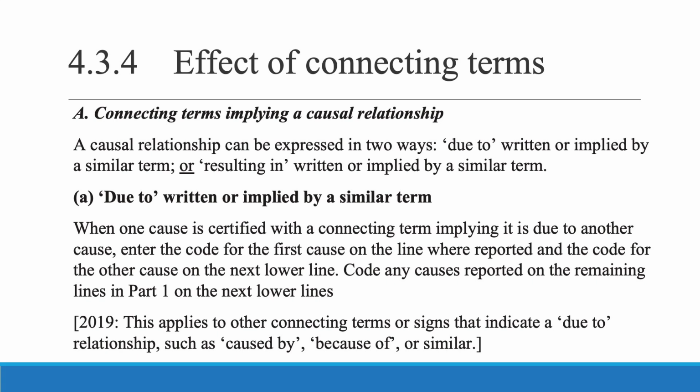Reading from the slide, when one cause is certified with a connecting term implying it is due to another cause, enter the code for the first cause on the line where reported and the code for the other cause on the next lower line. Code any causes reported on the remaining lines in Part 1 on the next lower lines.